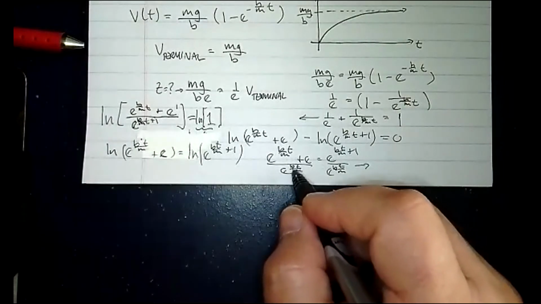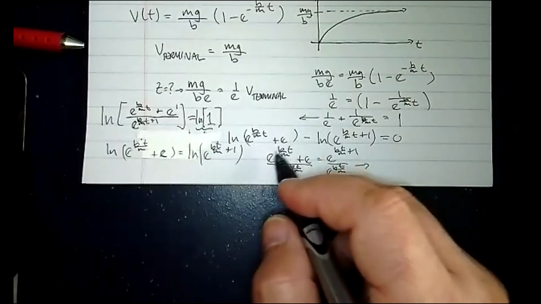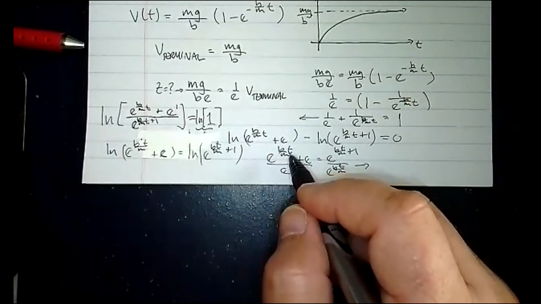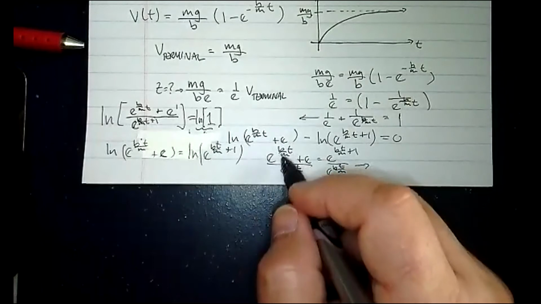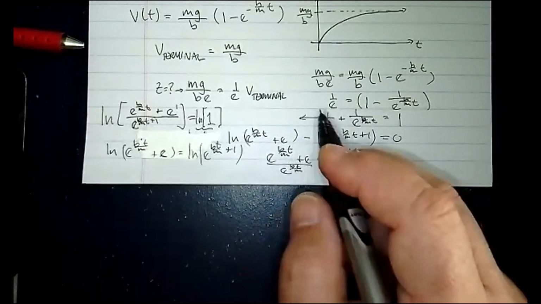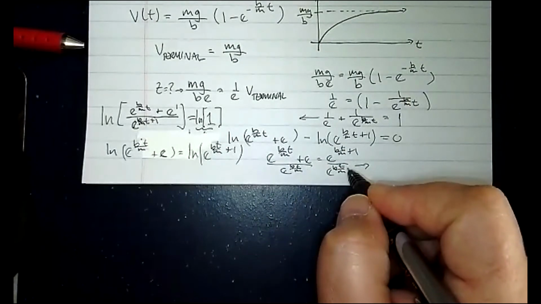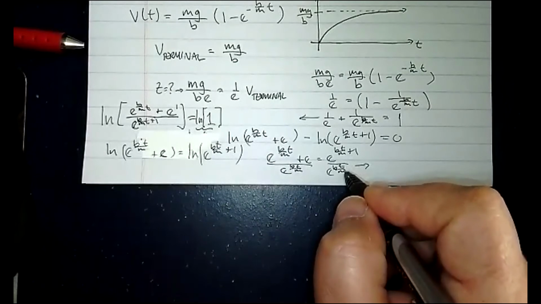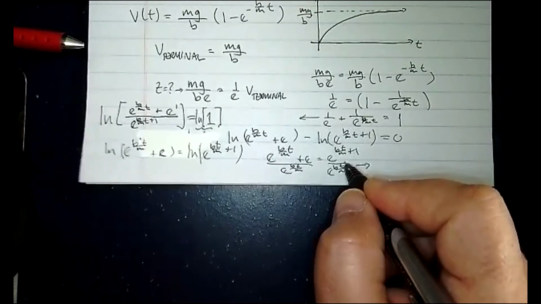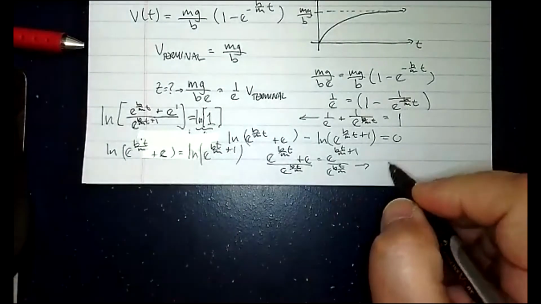Well, this is the same thing as multiplying by e to the negative bt over m. So you could actually distribute that in, and you get e to the bt over m times e to the negative bt over m. That's going to give you just e to the 0. But this one would be e to the bt over m plus 1. This one, on the other hand, would be e to the bt over m plus 1 minus 1. And I ended up getting an identity, so that didn't work.